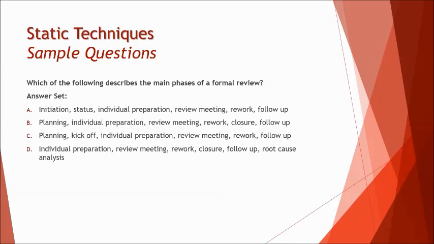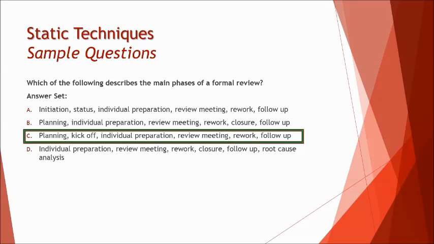When you talk about B, at the end we have closure. Closure is not one of the stages of the formal review process. And in D, obviously we don't have root cause analysis as one of the stages of the formal review process. So finally, considering all these parameters, we find that the right option is C, which is planning, kickoff, individual preparation, review meeting, rework, and follow-up.